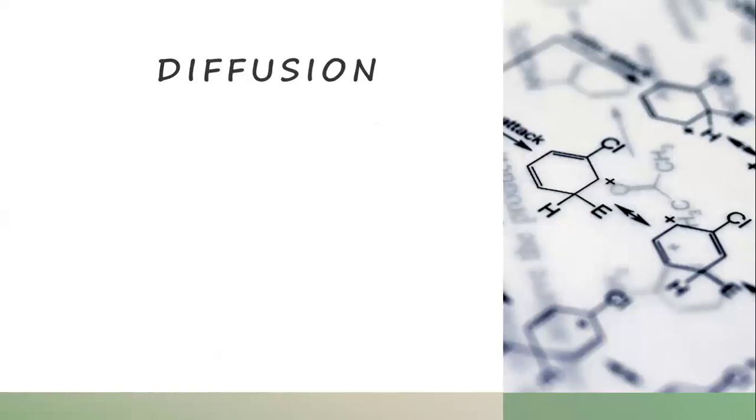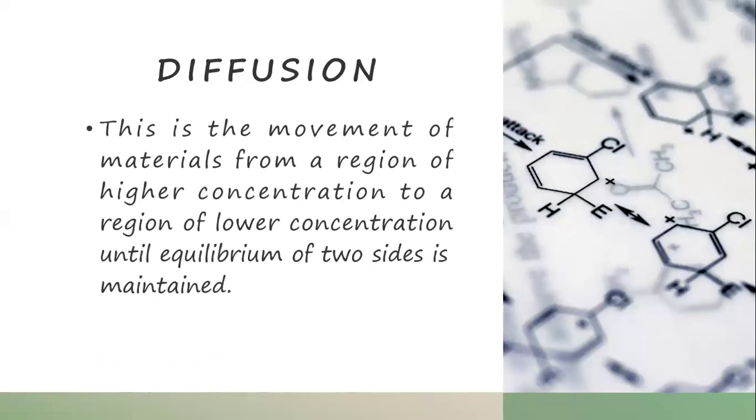Let's start with the first one, that is diffusion. Diffusion is the movement of materials from a region of higher concentration to a region of low concentration until equilibrium of the two sides is maintained. So this is the definition of this kind of process.